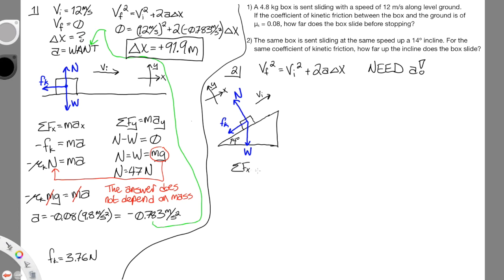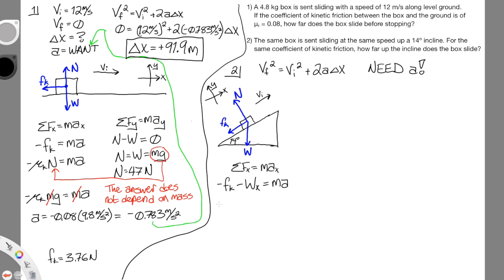Sum of the forces in the x direction equals mass times acceleration in the x direction. And now we think, which forces do we have in the x direction? Well, we have the force of kinetic friction in the negative x direction, and we have a weight, or at least the x component of the weight, in the negative x direction, and that's it, equals mass times acceleration.